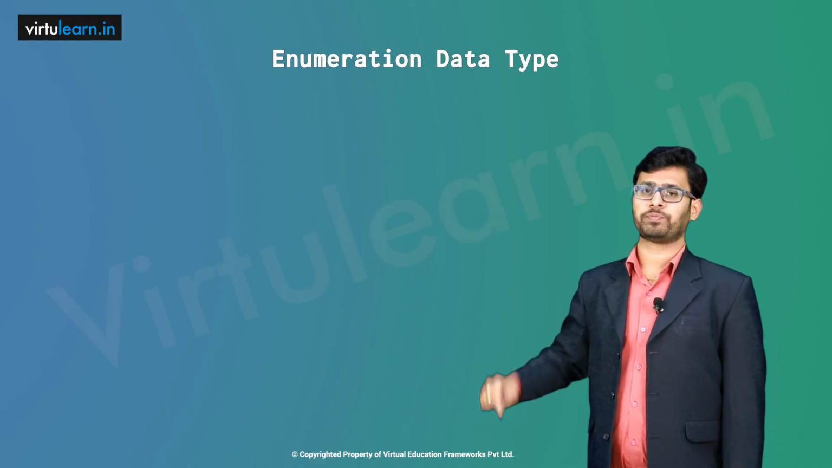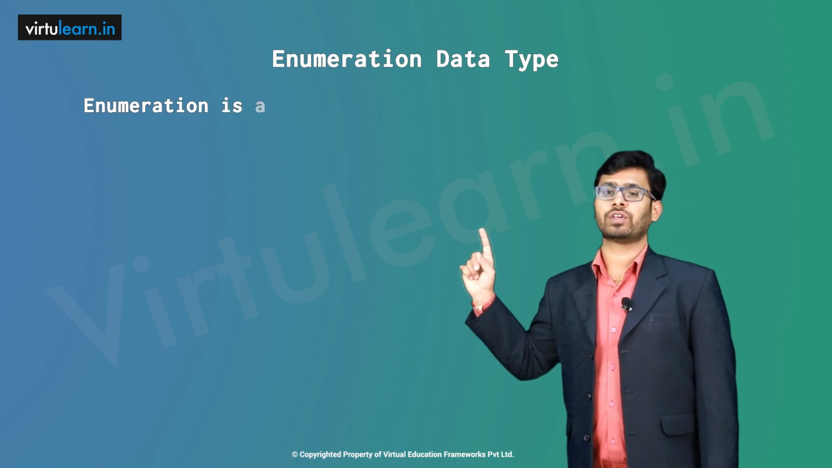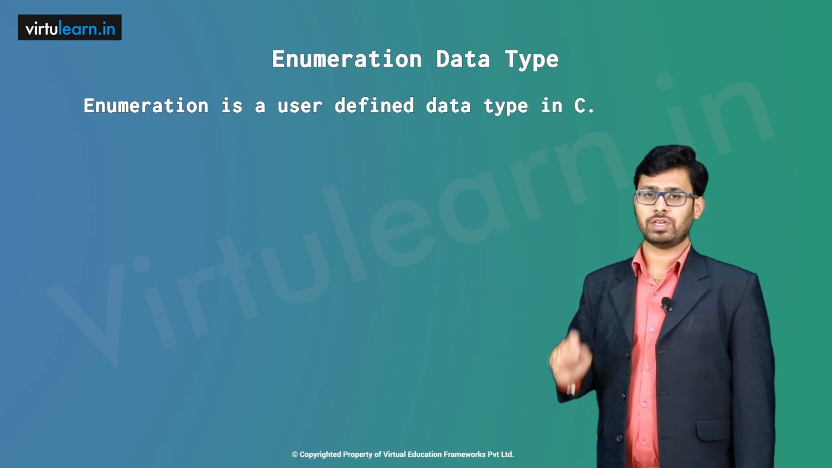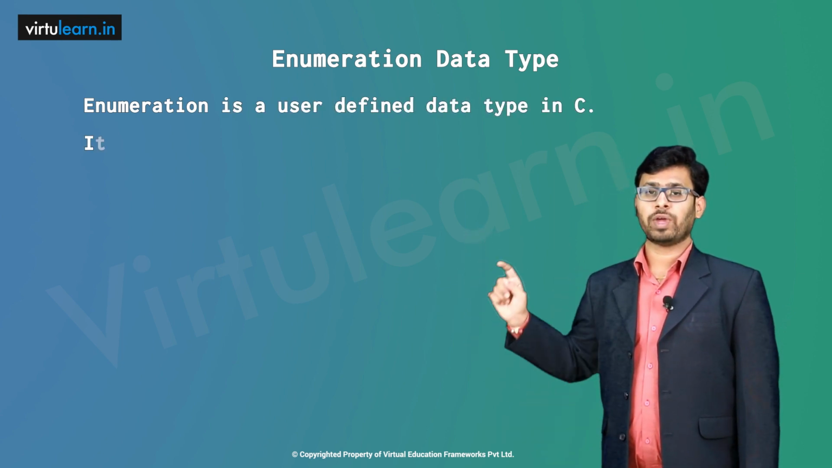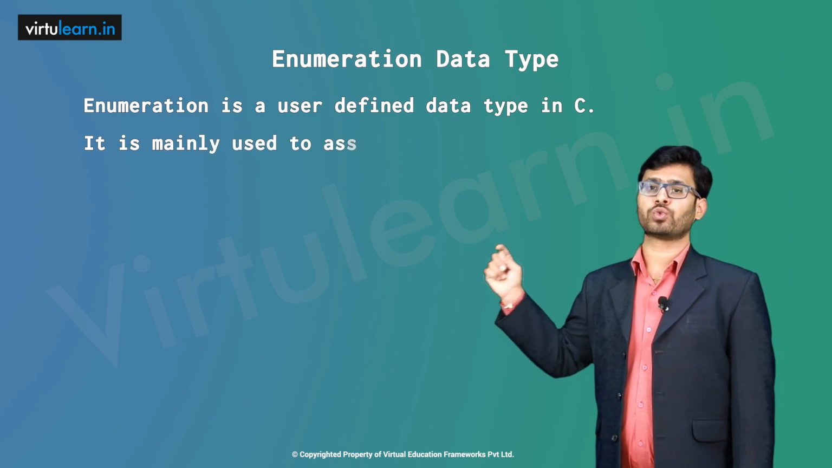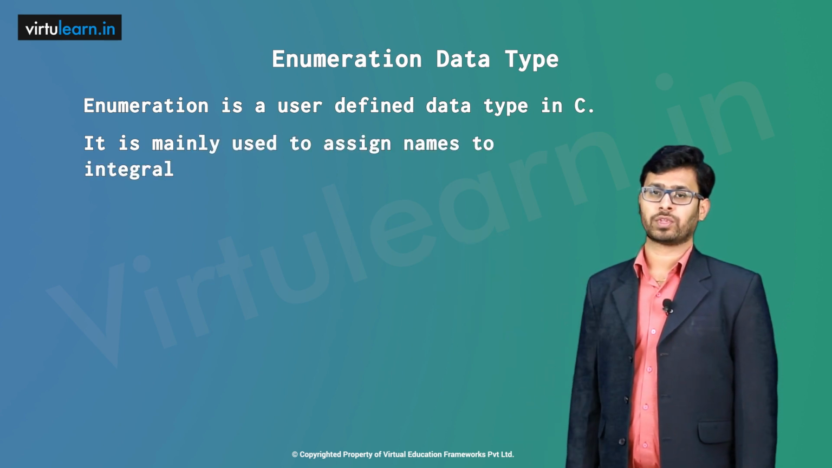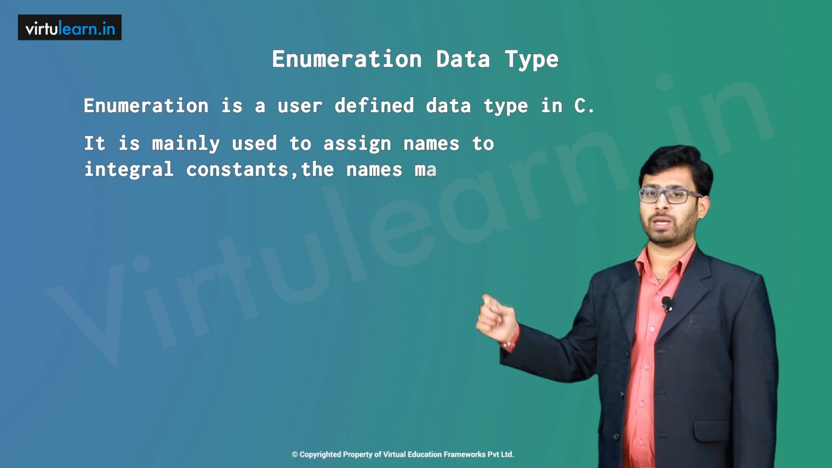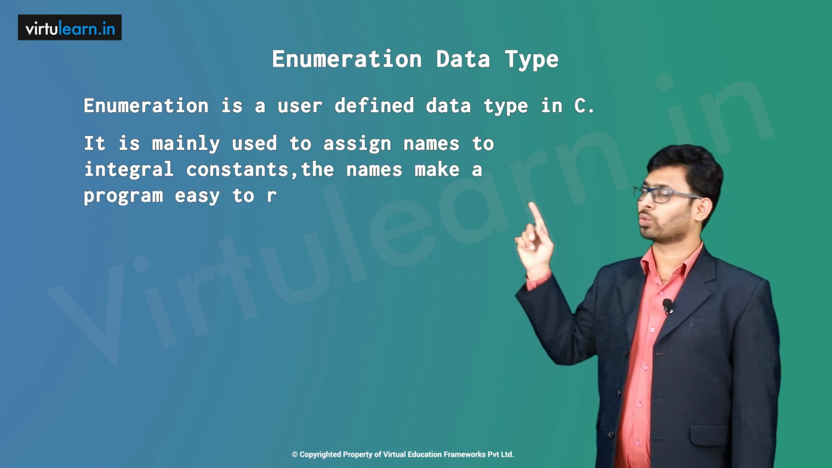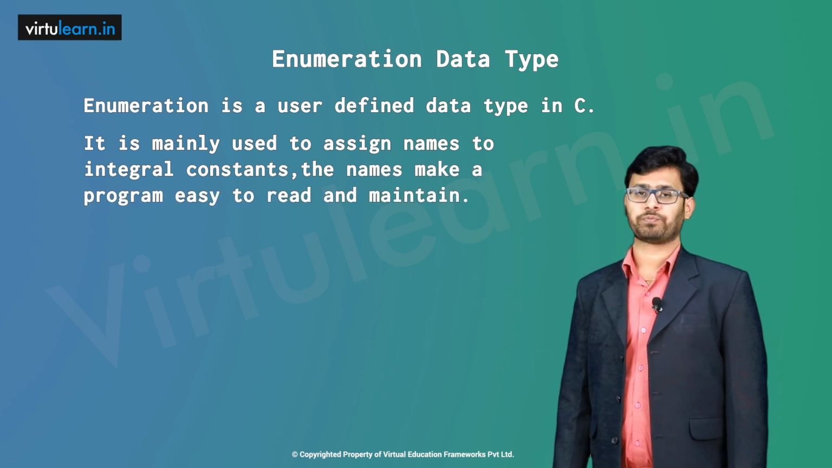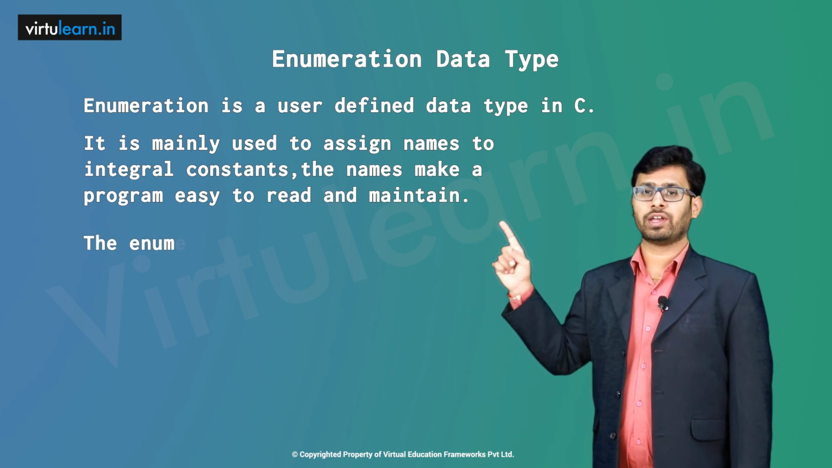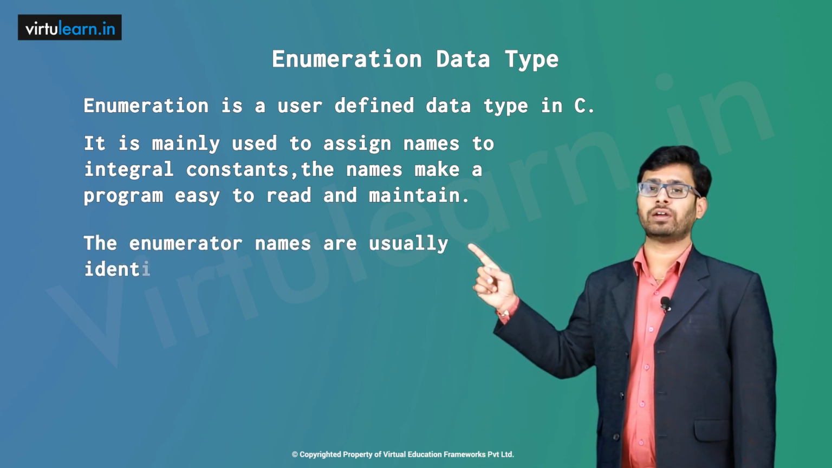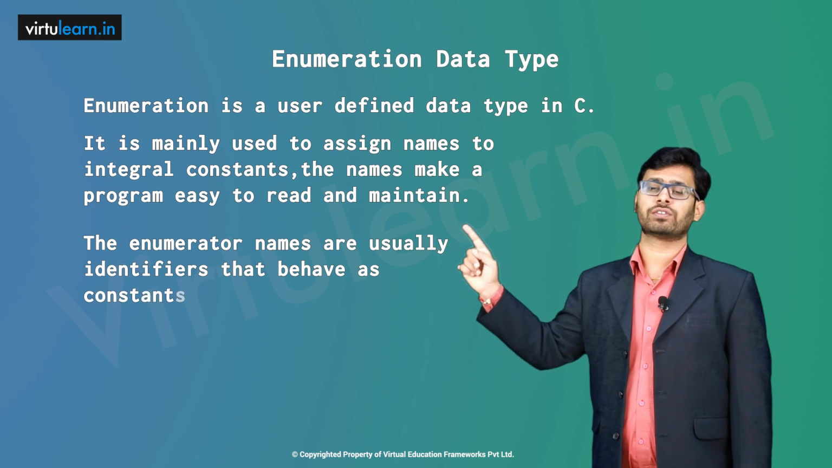Enumeration data type. Enumeration is a user-defined data type in C. It is mainly used to assign names to an integral constant. That is, the names make a program easy to read and maintain. The enumeration names are usually identifiers that behave as constants in the language.